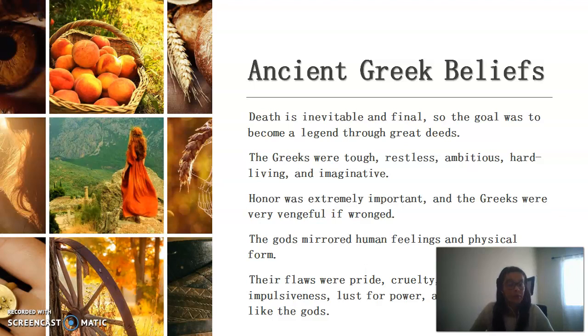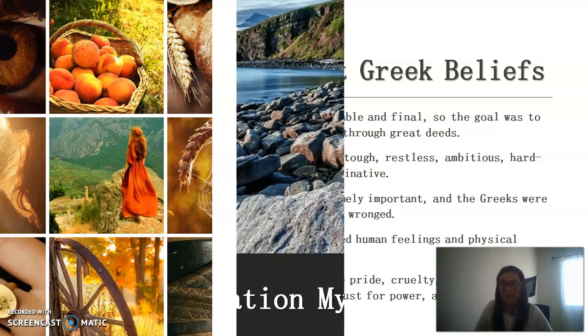Gods mirrored human feelings in physical form, so they were going to be like us, like human beings, like someone simple. You'll see that. And they had a bunch of flaws, such as pride, cruelty, stubbornness. They were very impulsive, and because of all this, they were going to come up with different situations, difficult situations, and trouble. And unfortunately, humans were the ones who were going to suffer the consequences of this behavior.